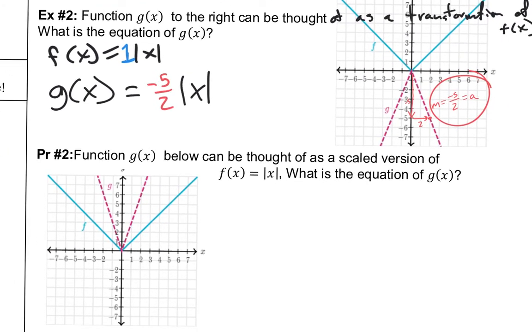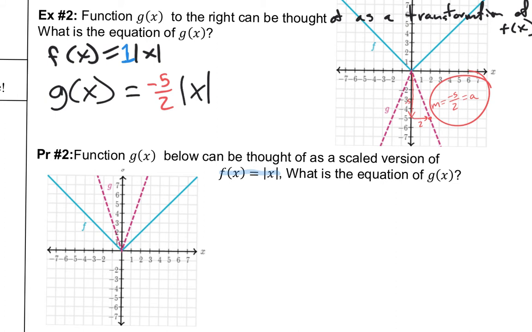Okay, practice 2, very similar to example 2. I want you to just take a look at this. You have your original function, f of x, which equals absolute value x. So they tell you that. And they want to know what's the new equation of g of x. So it's just like this one. You just need to find the new slope. So what is the new slope on the right side? We only care about the right side.